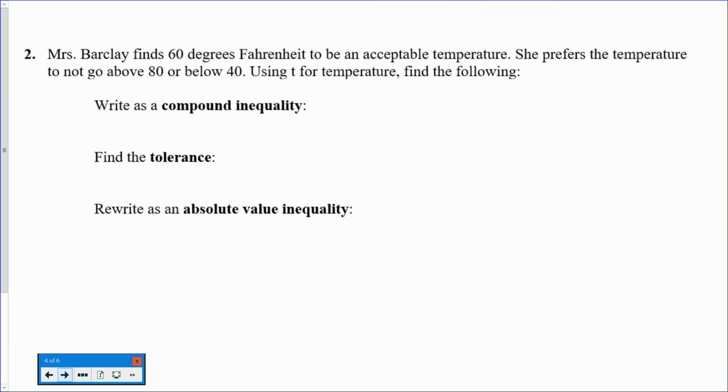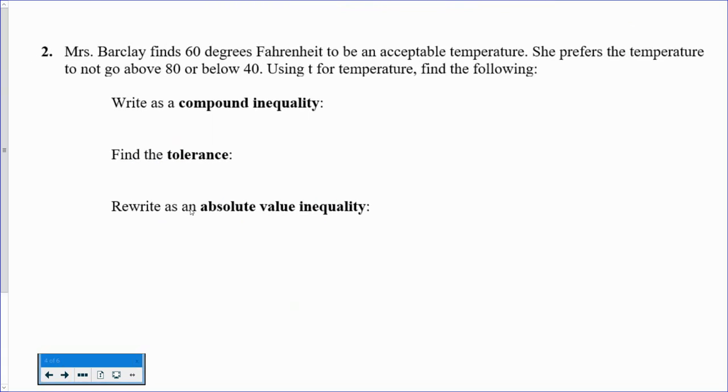All right, for number 2, look at a different situation. So Mrs. Barclay finds 60 degrees Fahrenheit to be an acceptable temperature. She prefers the temperature to not go above 80 or below 40. Use T for temperature and find the following.